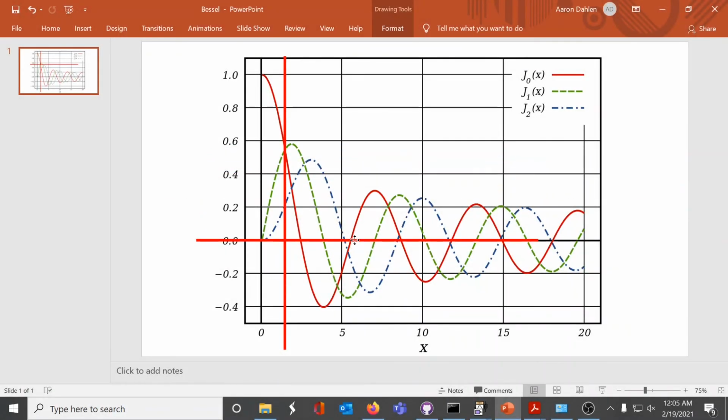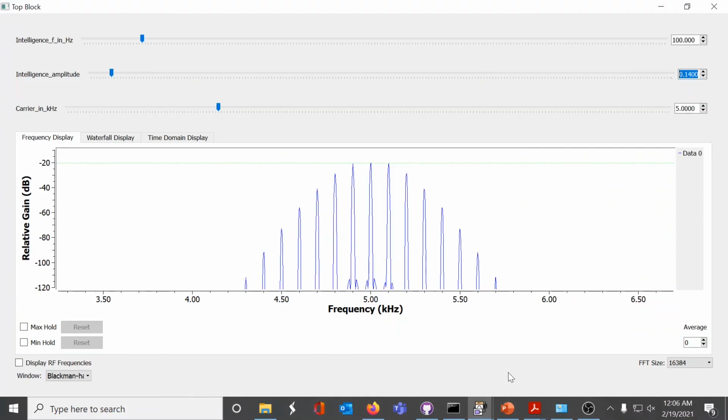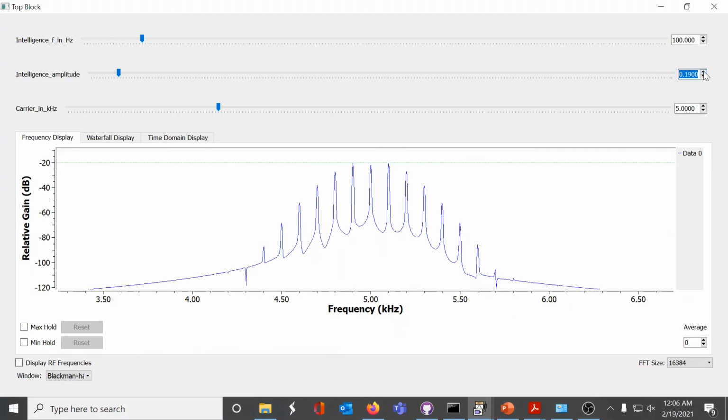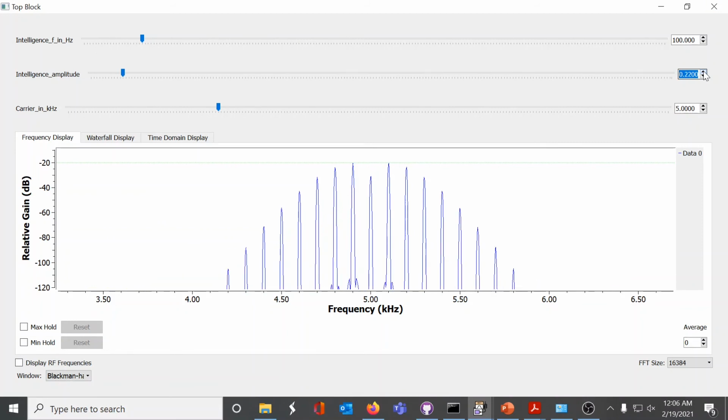The next point of interest occurs when the carrier dips to 0, which occurs at a modulation index of 2.41. We increase the amplitude of the intelligence and continue to do so until the carrier dips to 0. Keeping in mind that this is a dB scale, that carrier is very much reduced.